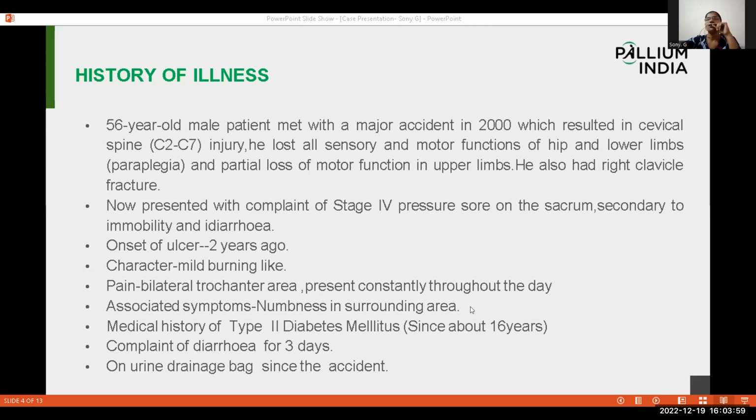Onset of ulcer 2 years ago. Character: mild burning-like. Pain: bilateral trochanter area. Pain also present constantly throughout the day. Associated symptoms: numbness in surrounding area. Medical history of type 2 diabetes mellitus since about 16 years. Complaint of diarrhea for 3 days, on urine drainage bag since the accident.